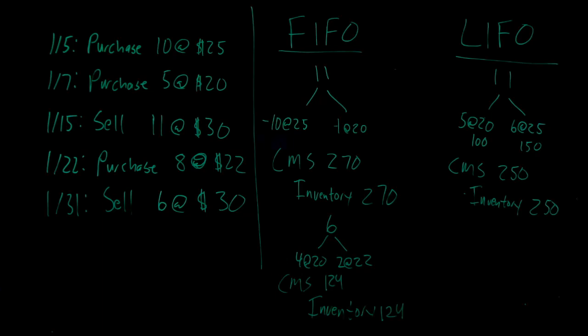Now let's look at LIFO. We have to use 6 units. If we're on the accounting time machine on January 31st, what are the last units in? The last units in were on the 22nd. So all 6 units that we're going to sell on the 31st come out of the bucket of the 22nd. All the units are going to be 6 units at 22 bucks. 6 times 22 is 132. So cost of merchandise sold and inventory is going to be 132.